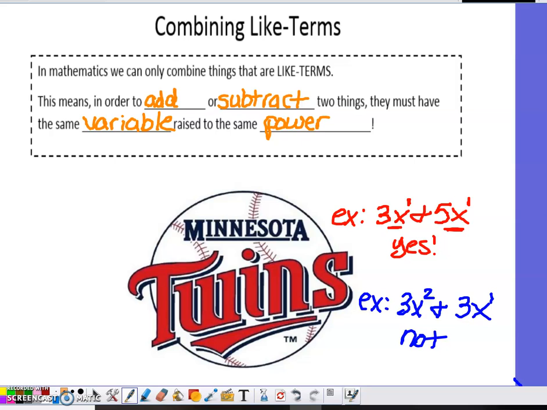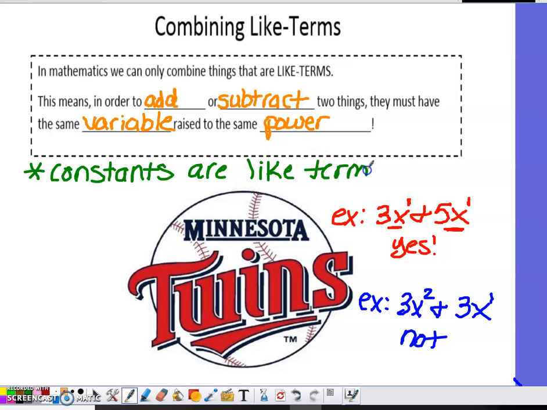One thing I'd like to add here quickly before we move on. One thing to note is that constants are also considered like terms. Constants are like terms.